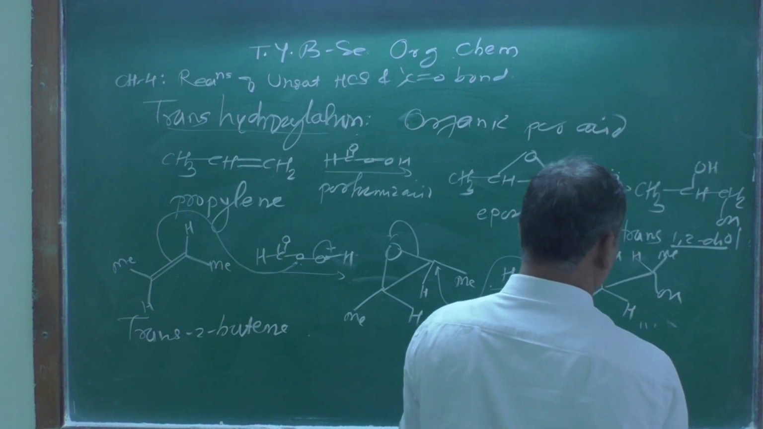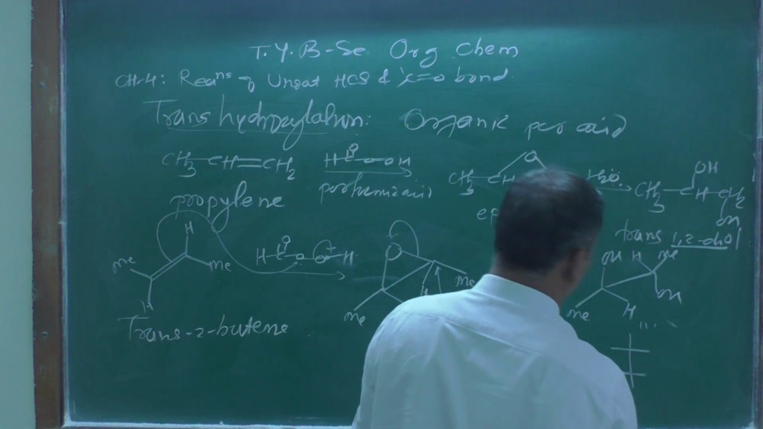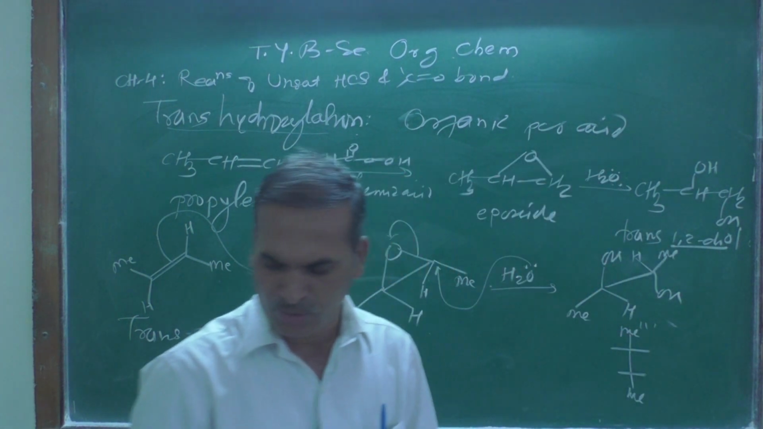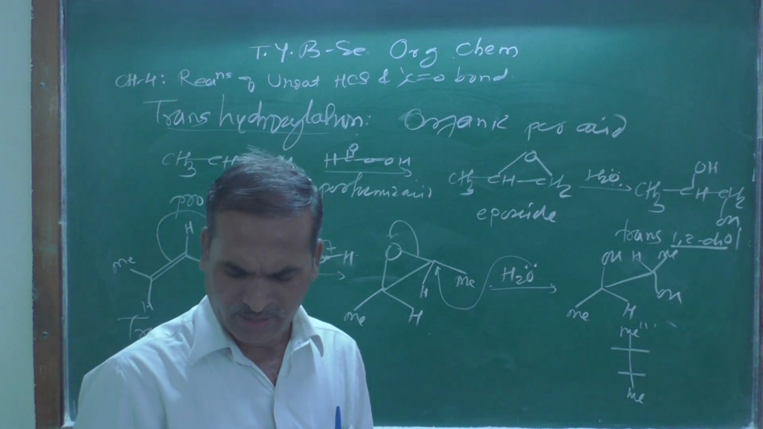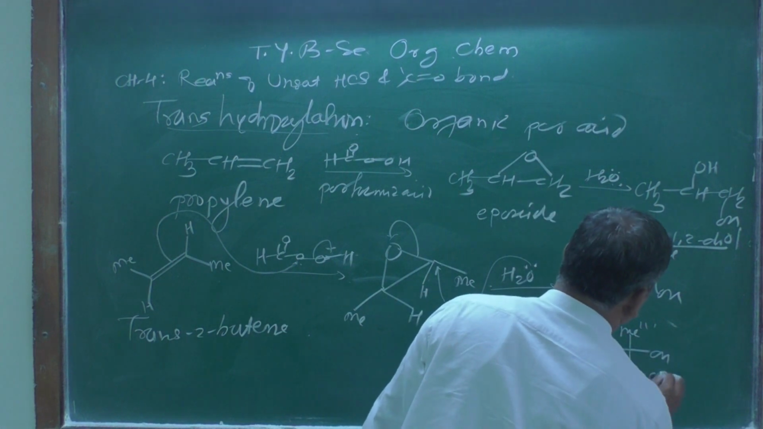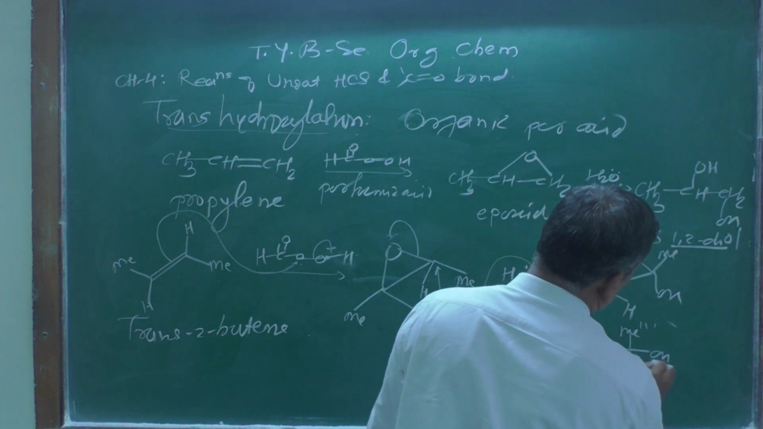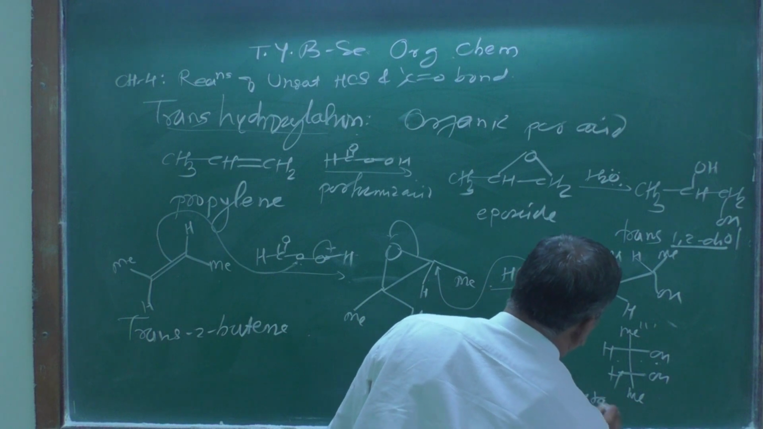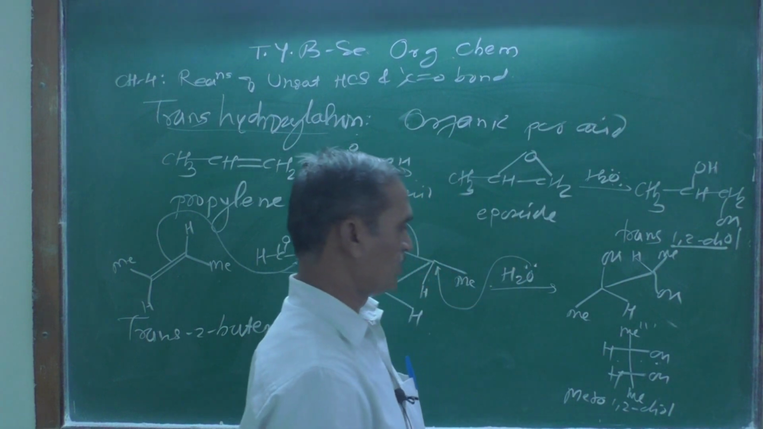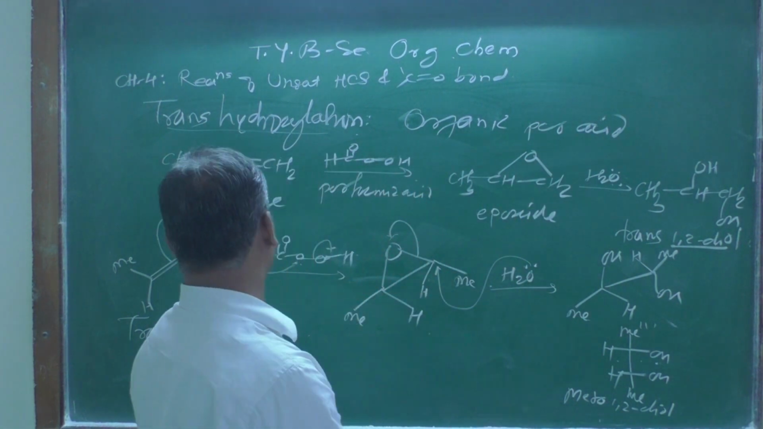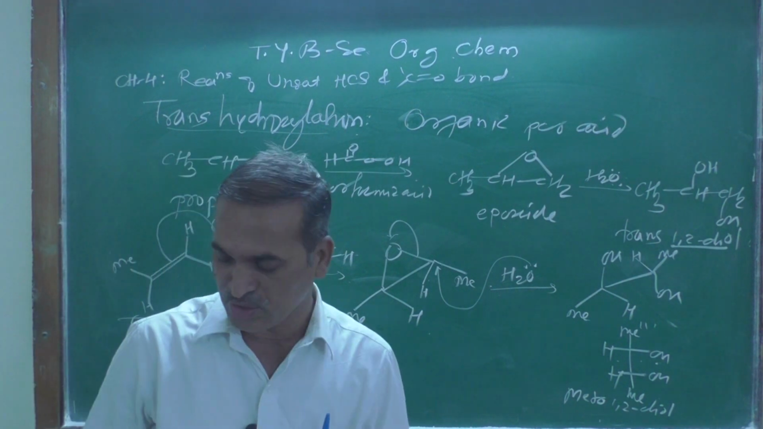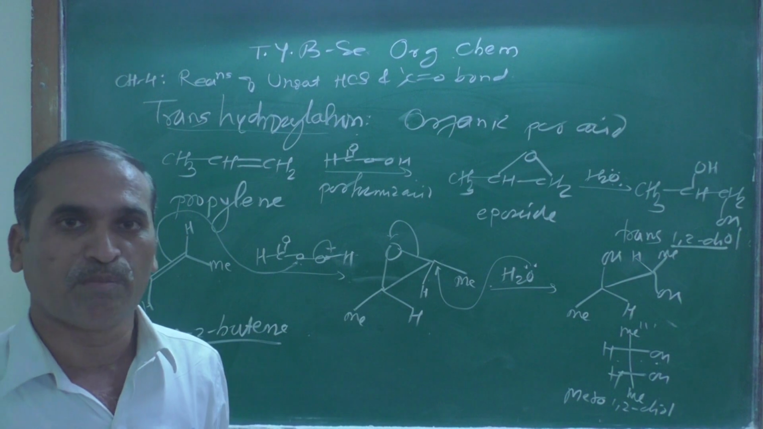If you draw the structure according to the Fisher projection formula, Me you write here, Me, and then you are going to get the cyclic ether, or what we can call a meso compound over there. OH on the same side. This is a meso 1,2 diol. Meso 1,2 diol compound we are getting. So that is the stereochemistry. If the starting compound is trans 2-butene, then you end up with the meso compound.